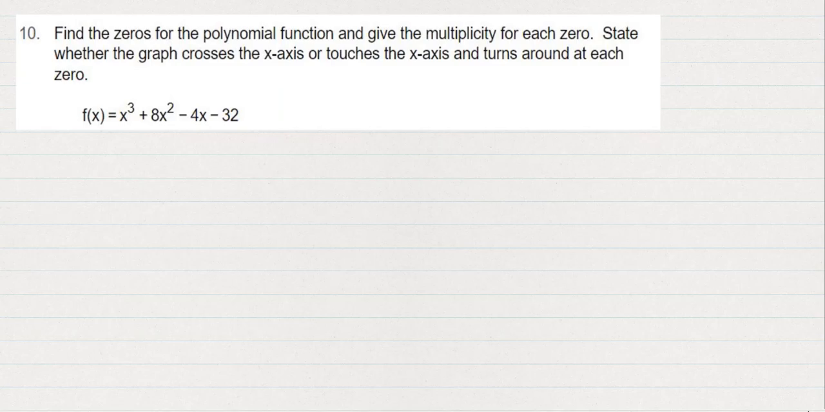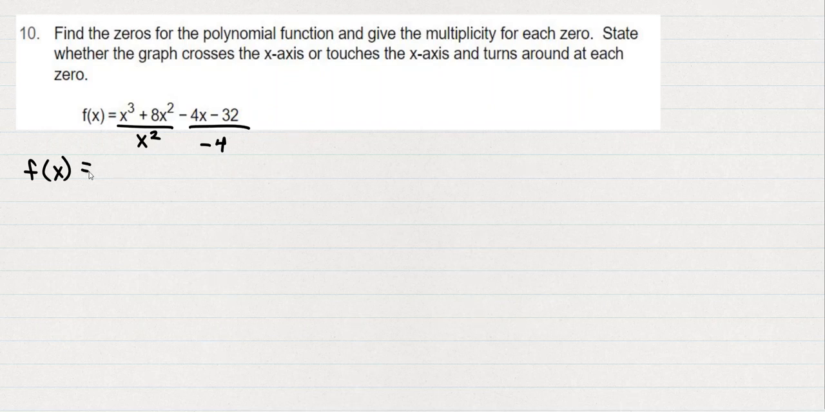Another example, we can use the zeros and give the multiplicity of each zero to determine whether this touches and bounces back, or if it crosses through. So I'm going to start by factoring this, and I can factor by taking out the common factor of x squared for the first 2 terms, and factor the -4 out from the second 2 terms.